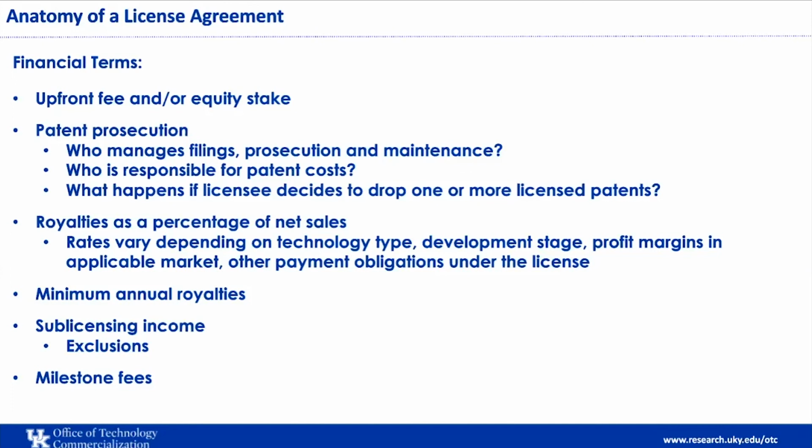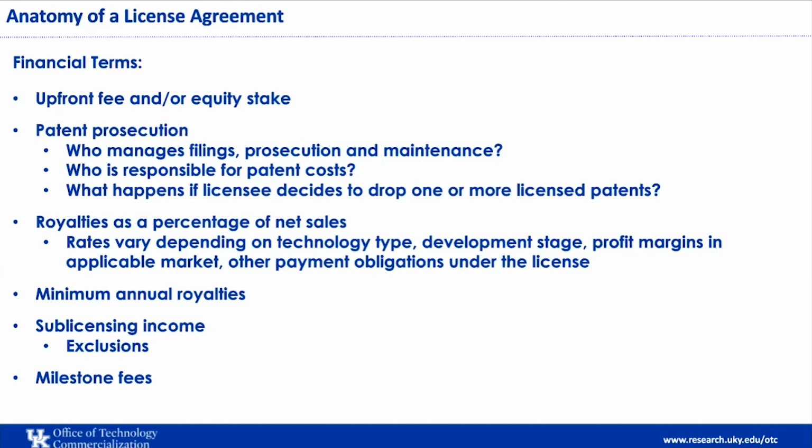Another financial term, of course, would be royalties as a percentage of net sales. These are going to vary somewhat. Royalty rates will vary depending on the technology, the development stage, how far along it is, profit margins in the applicable market, and other payment obligations under the license. So it can be somewhat of a sliding scale. If we have, let's say, some milestone fees that are going to be paid at certain times throughout the life of the license, we can agree to a somewhat lower royalty rate.